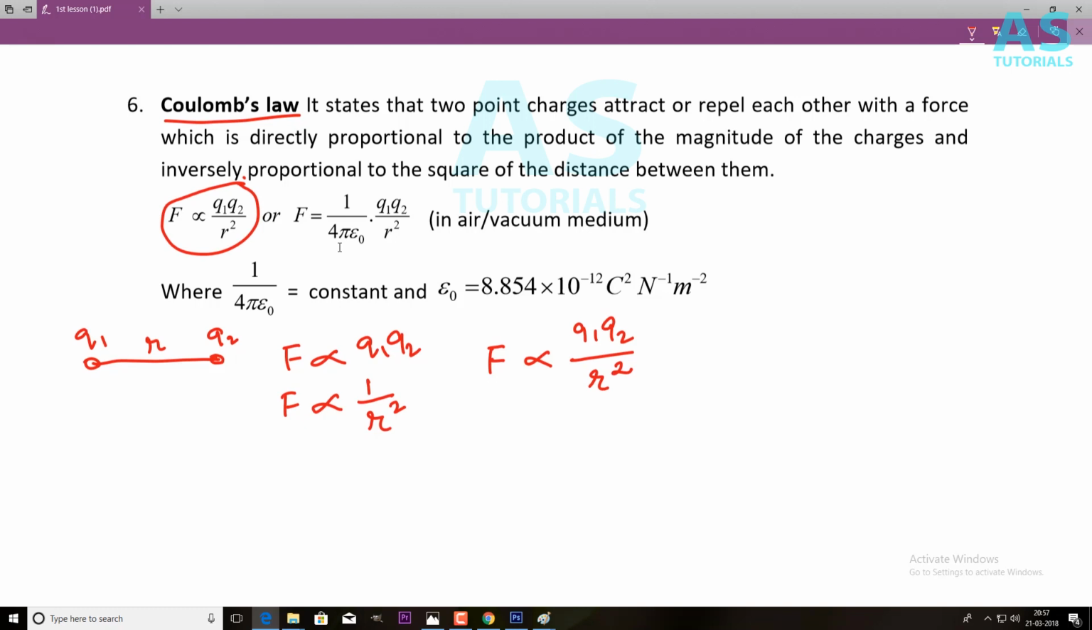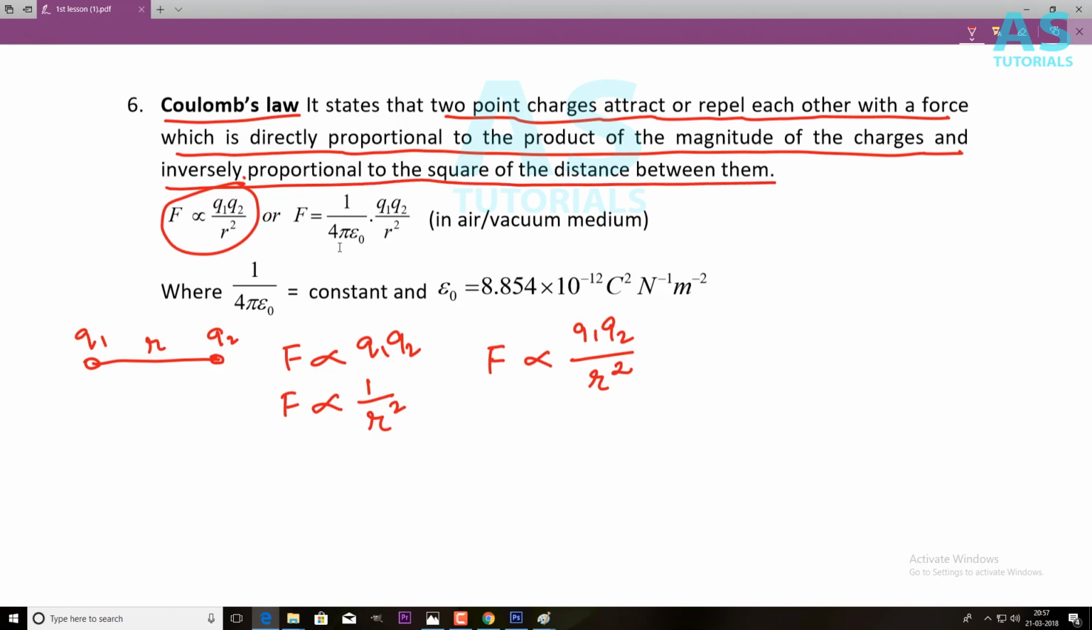So if you look at the statement, it says that two point charges attract or repel each other with a force which is directly proportional to the product of the magnitude of the charges and inversely proportional to the square of the distance between them.